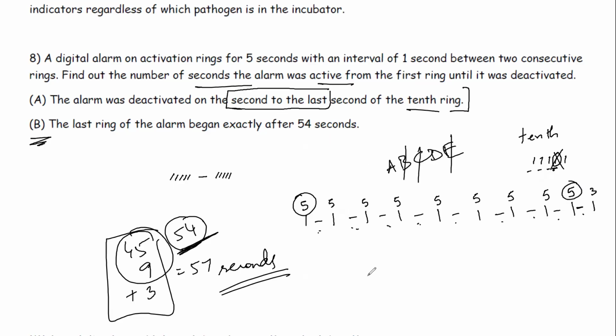Was it deactivated on the 10th ring? The last ring of the alarm began exactly after 54 seconds doesn't tell us when it was deactivated in the last ring, right? Or when the last ring began. So therefore, B doesn't really answer. It's just there to confuse you. So D is out. Only A answers the question. Yeah. All right.